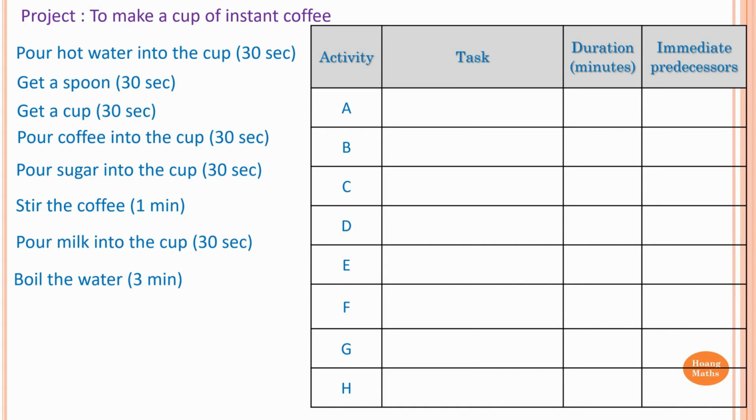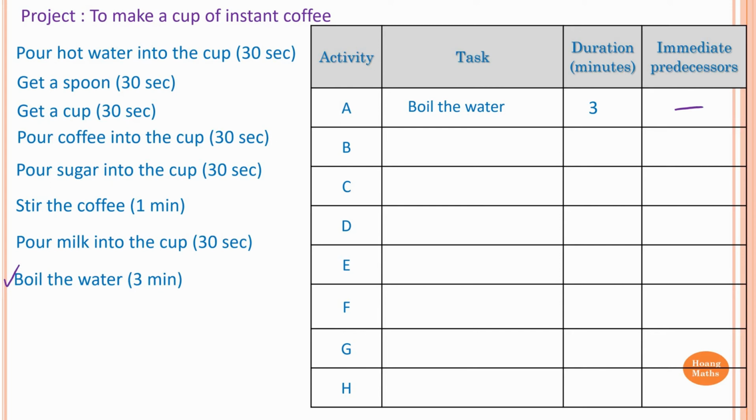By looking at the tasks, we can see get a spoon, get a cup, boil the water. These three tasks have no prerequisites for any of these, so I can start any of them first. But to save time, I normally boil the water first. It takes 3 minutes to complete this task, and there is no prerequisite for this task. So therefore, there is no immediate predecessor, if you like.